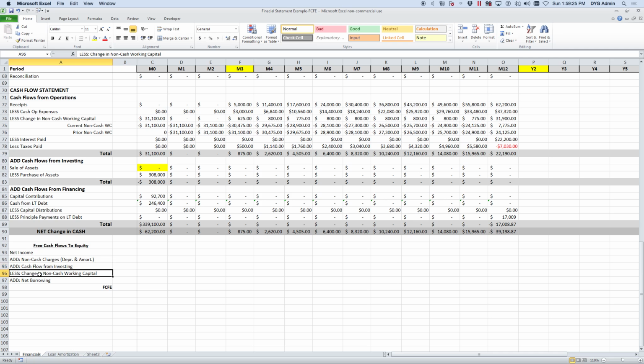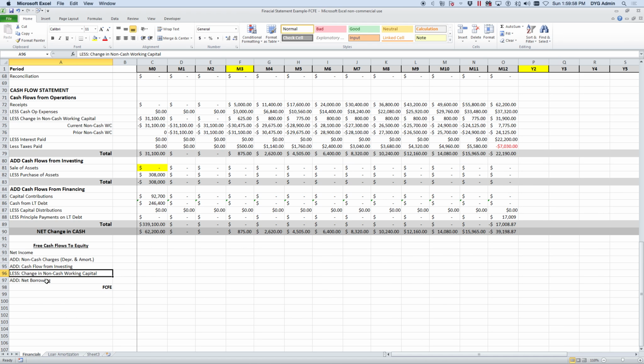And then you're going to subtract off changes in non-cash working capital, and you're going to subtract that off in this case because if the working capital goes up, then that's money that is no longer available to equity. It has to stay in the business to fund the business. So it's really like a short-term asset. If working capital goes down, then that's money that is no longer needed in the business and can be freed up for the investors. And again, it's non-cash working capital, so it doesn't include the cash account.